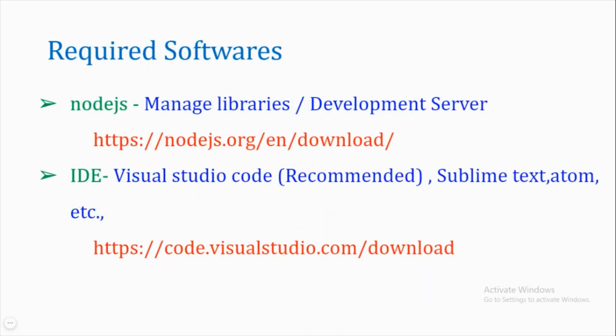Before creating our React project, we need some software in our machine. First, we need to install Node.js. Node.js is basically used to manage the third-party libraries or packages and also to set up the development server. Then we need an IDE for coding and I recommend using Visual Studio Code. There are other editors also like Sublime Text, Atom and so on, and it's all your personal preference. You can find the download links in our description to download this software.